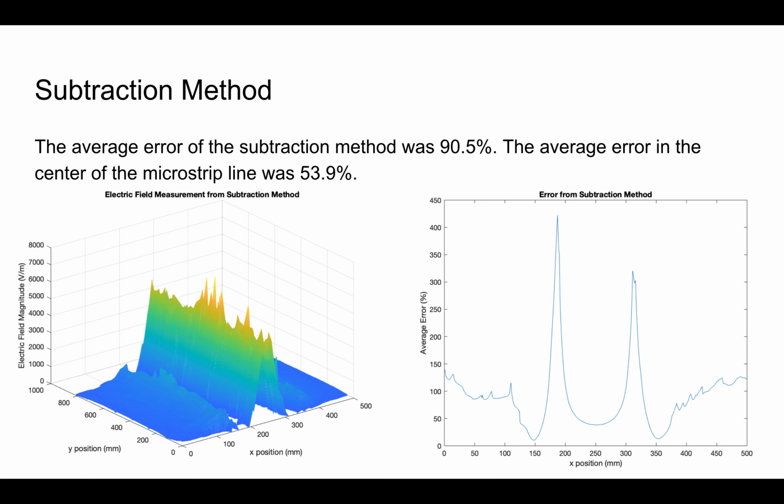The subtraction method did not perform well here because it requires the field to decay normally over the whole plane. Because near-field effects become more apparent at lower electric field magnitudes, this method breaks down at the edges of the plane. The average error of this method was 90.5%, and the error at the center of the line was 53.9%.